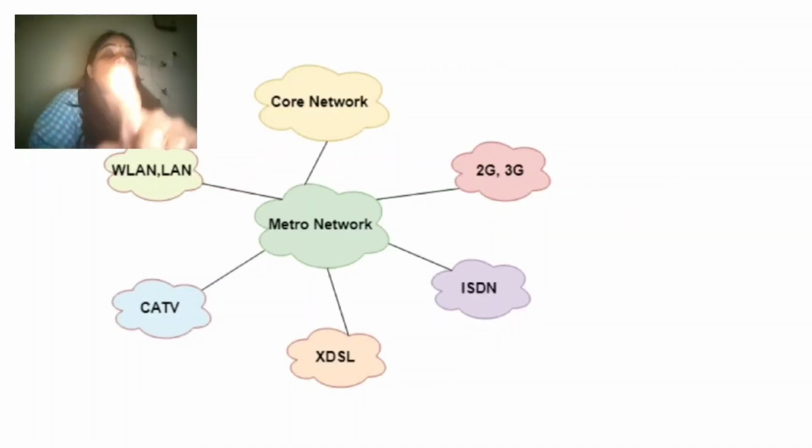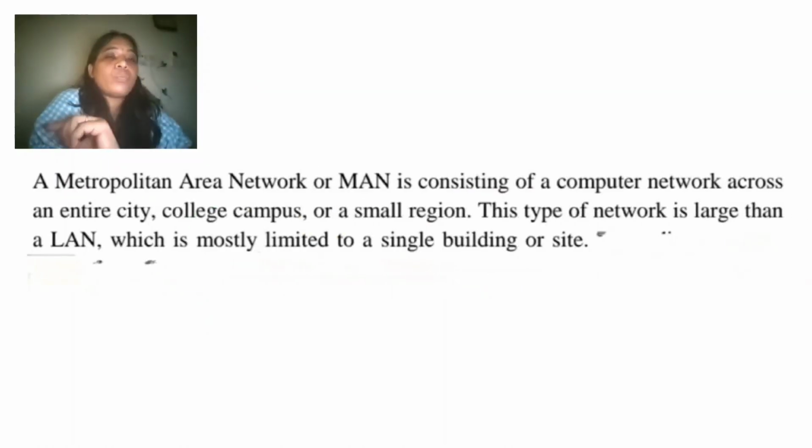And next one is metropolitan area network. The metro network types and categories are core network, 2G, 3G, ISDN, XDSL, CATV, and LAN, local area network, and wide local area network. Metro network is for a small region or college campus or building or apartments. You can use this metropolitan area network, which is mostly limited to a single building or single site.